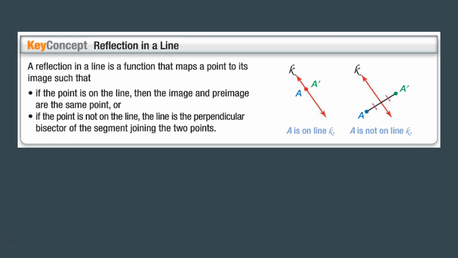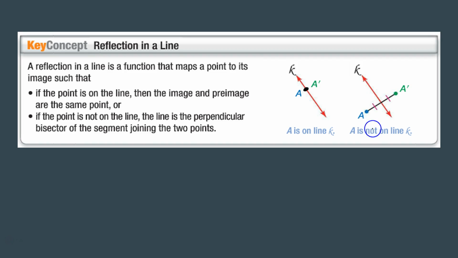Alright, reflection on a line. So here we have when A is reflected about the line. Here we have the line K. I want our point A to be reflected on K. Well, if it's being reflected about that line, it's going to be the same exact point. A is also A prime.